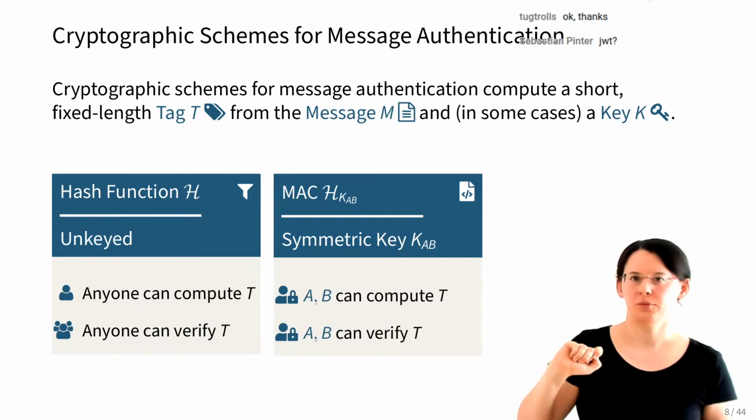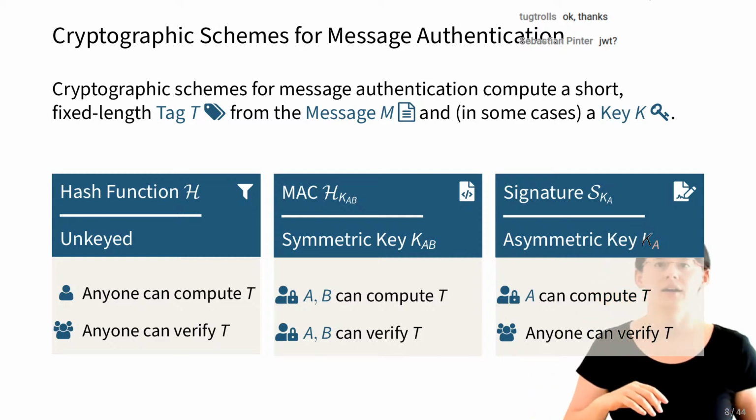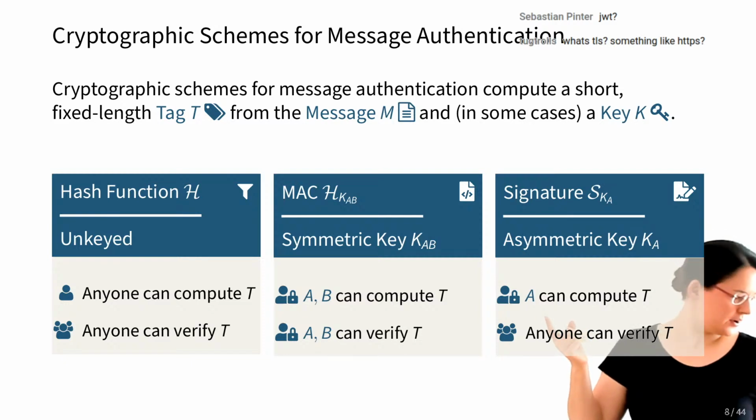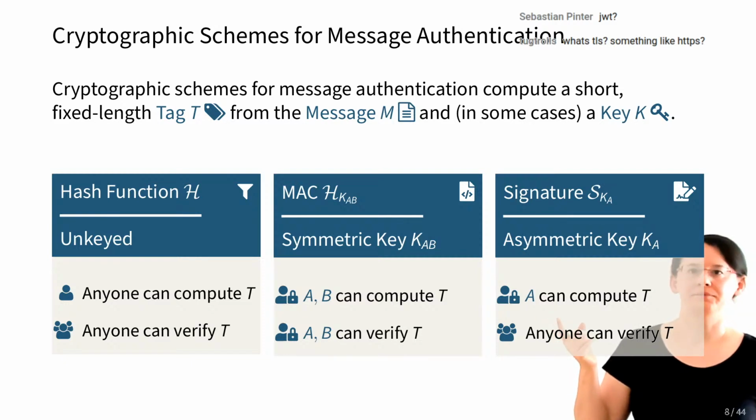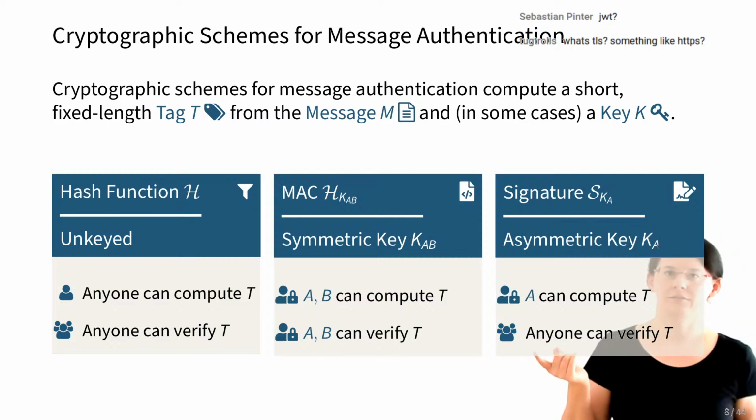We have a third type, which we will not cover today, and that is signatures. Signatures have an asymmetric key inside, which means there is one person, Alice, who is the owner of the private key, and she is the only person who can actually compute the tag, whereas anyone else who just needs public information, namely the public key, can verify.